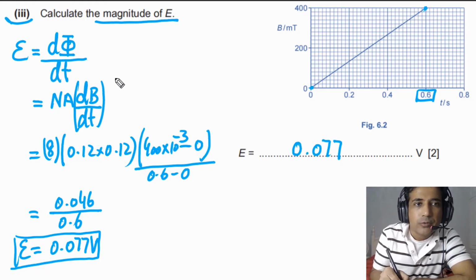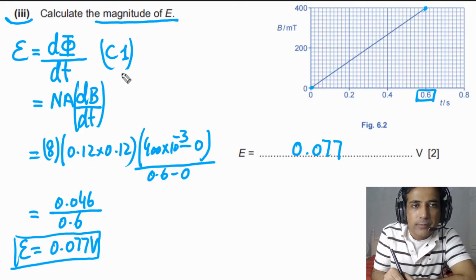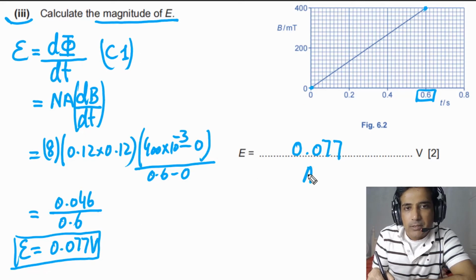This question has 2 marks. The first mark you will get if you have written induced EMF is equal to rate of change of magnetic flux linkage. You will get 1 mark. And the second mark is the answer mark. If you have got the right answer, you will get 2 marks.